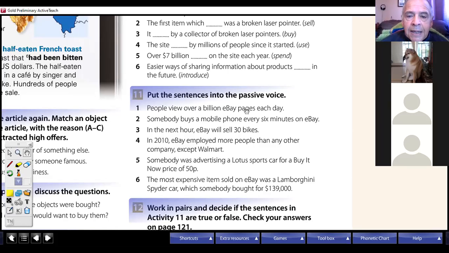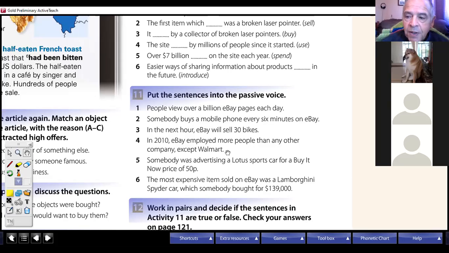Somebody buys a mobile phone every 6 minutes on eBay. Interesting. What is bought every 6 minutes on eBay? A mobile phone. Yeah, so a mobile phone here is present, so a mobile phone is bought every 6 minutes on eBay. This is future. In the next hour, eBay will sell 30 bikes. What will they sell?